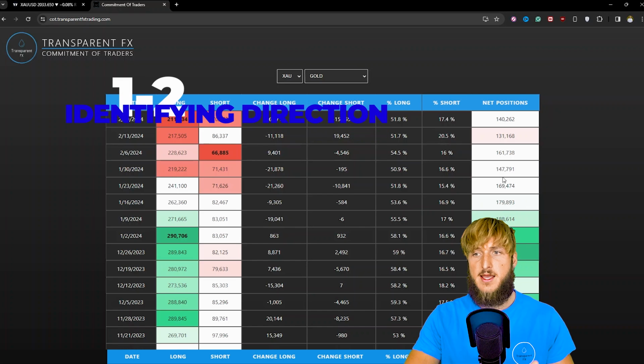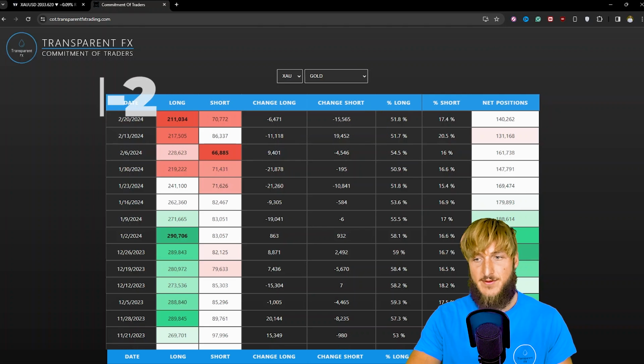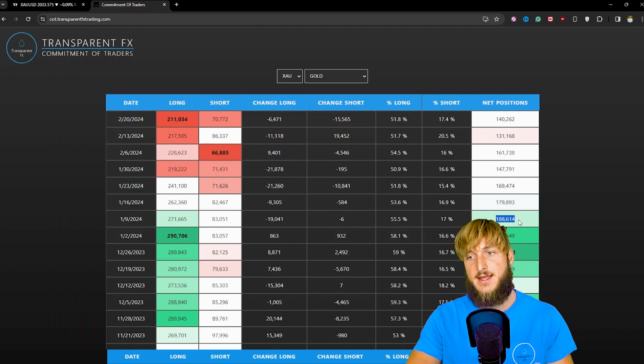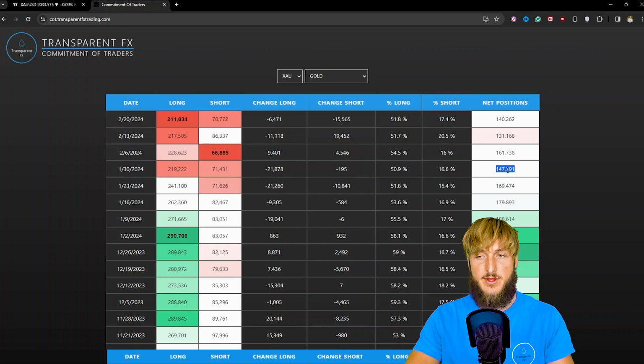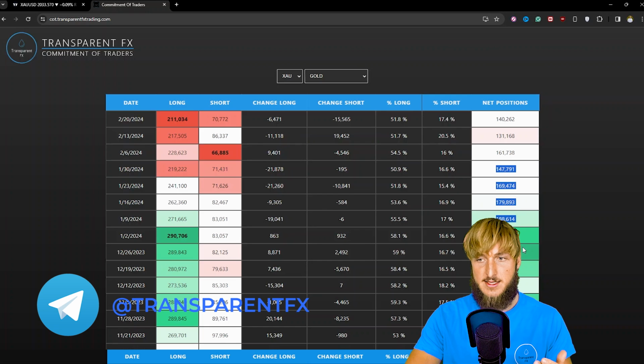Now, let's say, for example, net positions are getting decreased. So you see that slowly the net positions are getting decreased. We went from 207.7K to 207.6K, then 188K, then 179K, then 169K, then 147K. So let's say you have a situation in which clearly net positions are getting decreased. Let's take this area here as an example, okay?